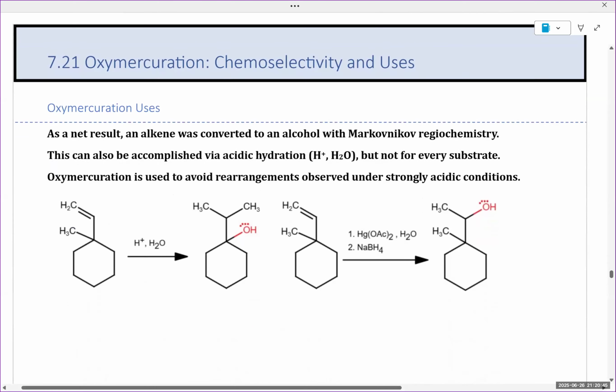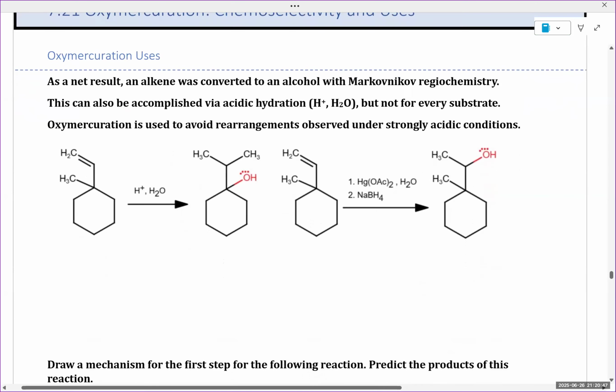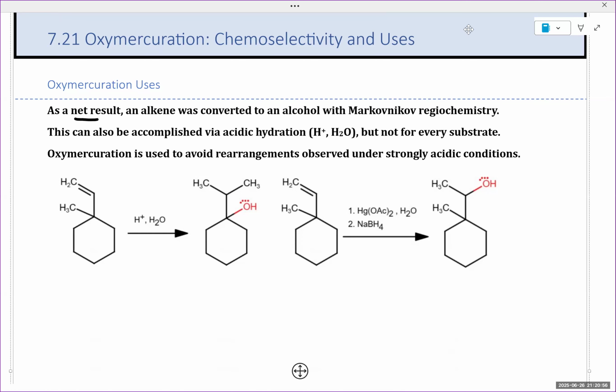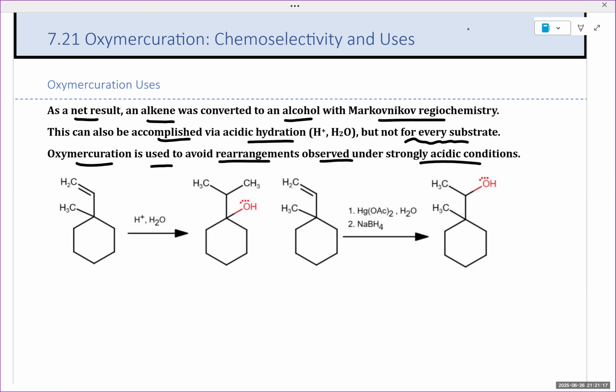When we talk about oxymercuration, let's talk about some reasons why we would use oxymercuration compared to, for example, acid-catalyzed hydration. So as a net result of oxymercuration, an alkene is converted to an alcohol with Markovnikov regiochemistry. This can also be accomplished via acidic hydration, but not for every substrate. Oxymercuration is particularly useful in that it is used to avoid rearrangements observed under strongly acidic conditions.